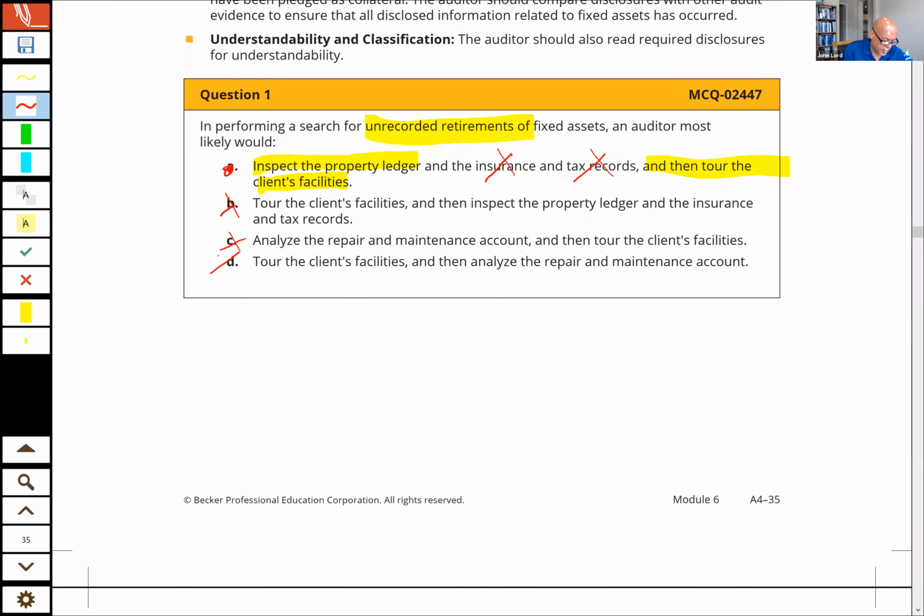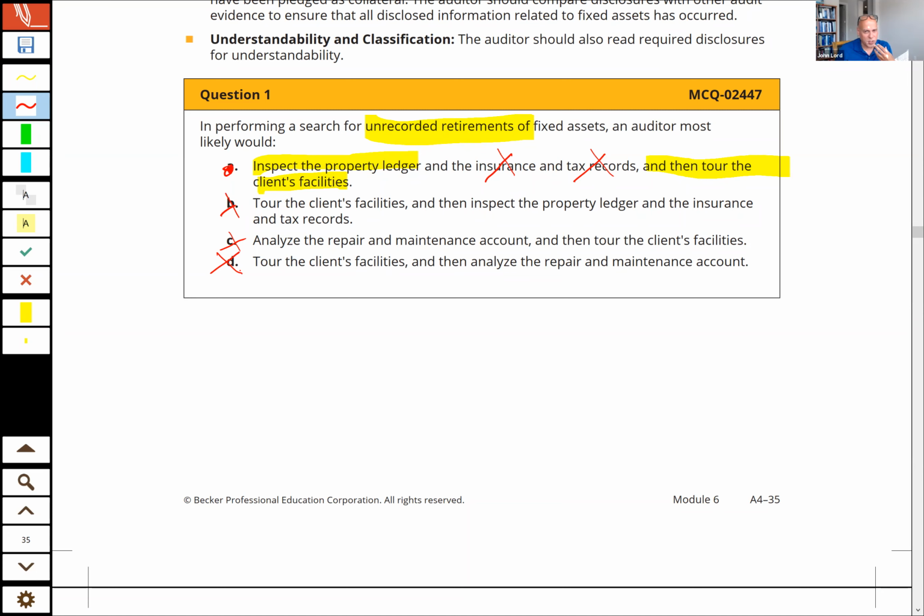Okay, so again, guys, with your fixed assets, when you're understanding these questions, imagine you're doing this, because it's not hard to picture yourself trying to find the asset and all that, and say, well, how would that help me with the objective of what they're saying here, which is looking for unrecorded retirements under the existence assertion.